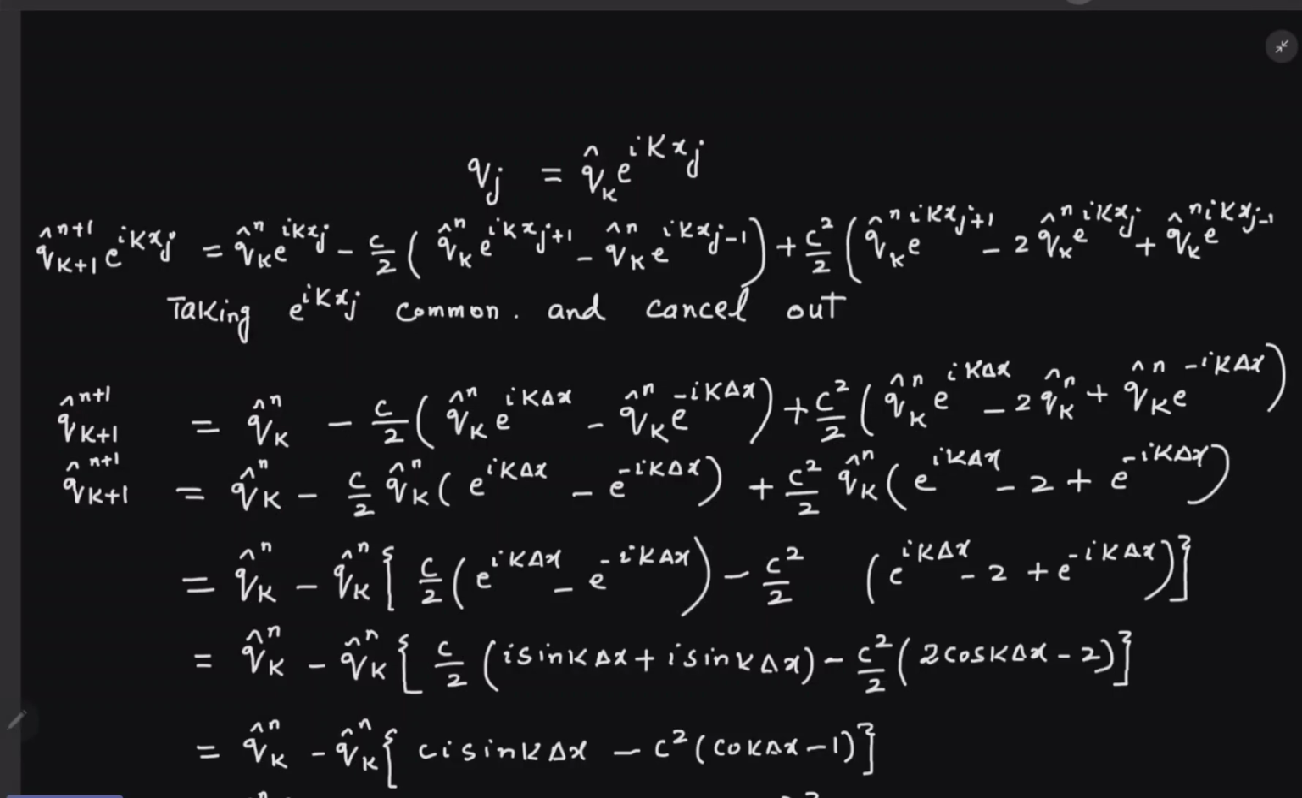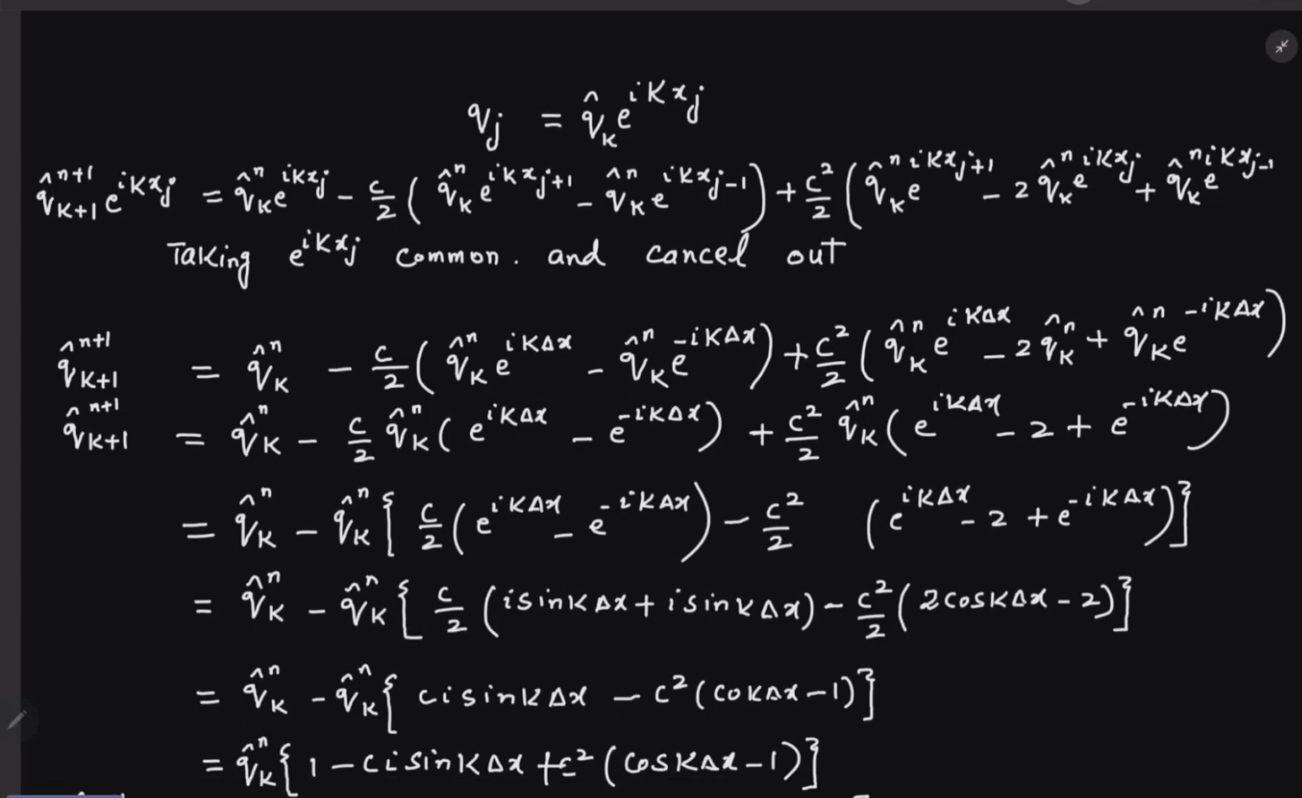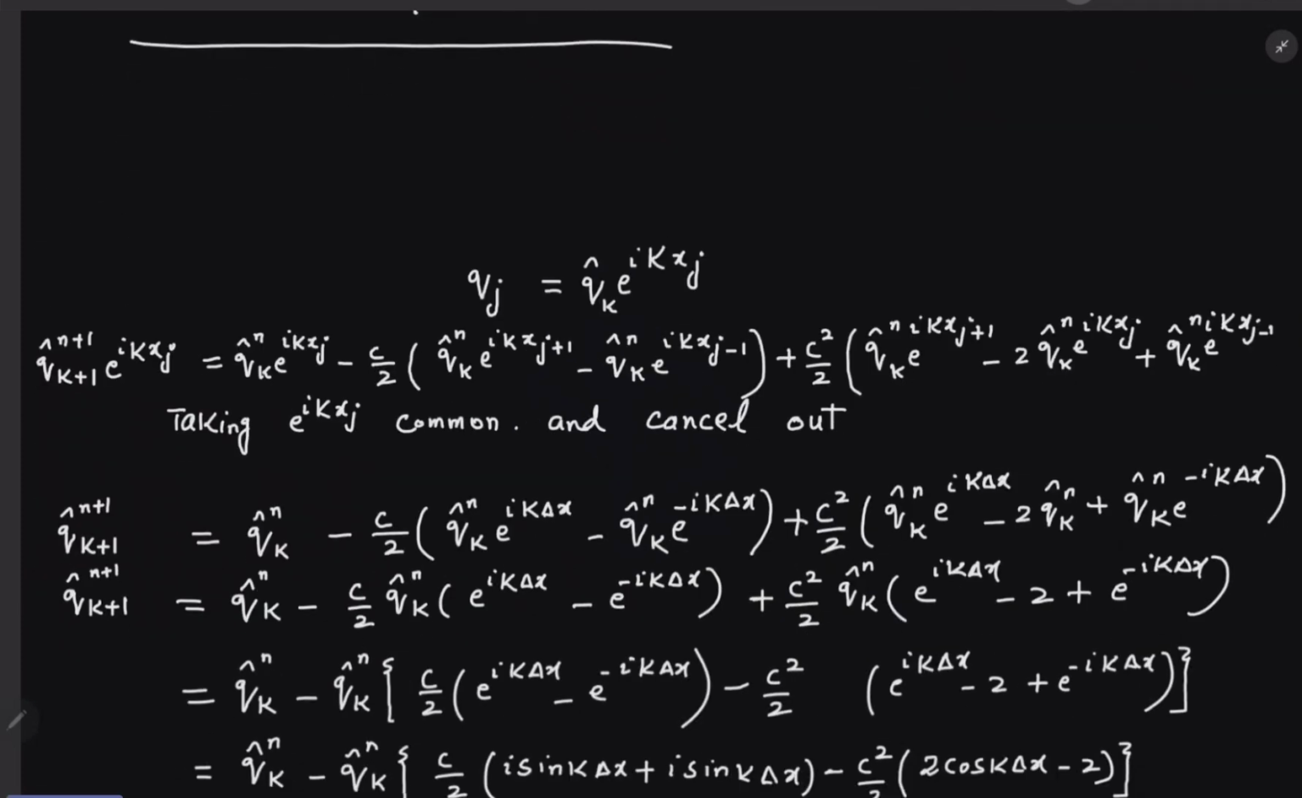In this video, we will talk about the stability analysis of the Lax-Wendroff method. For stability, we know that we have to use the Fourier analysis. Here you can see the expression for Fourier analysis, with only one mode. Q hat k is the amplitude of the wave, and the exponential is the sine and cosine waves. We put this into the Lax-Wendroff method.